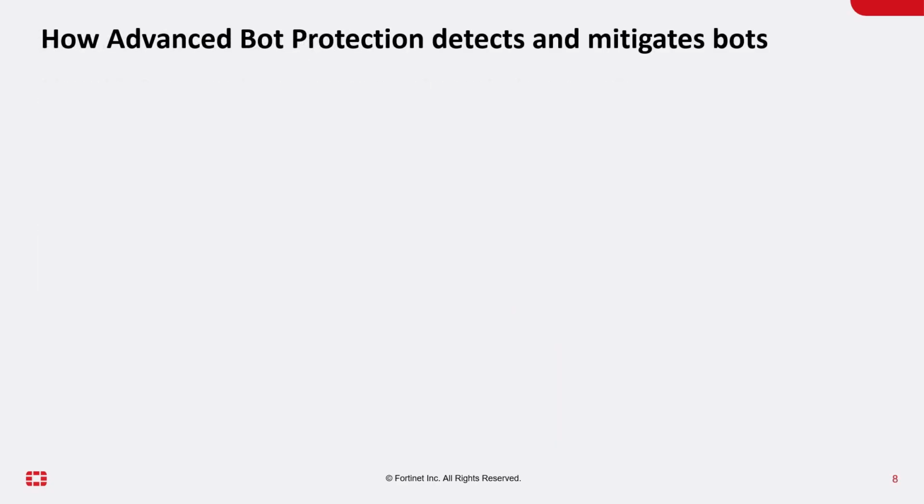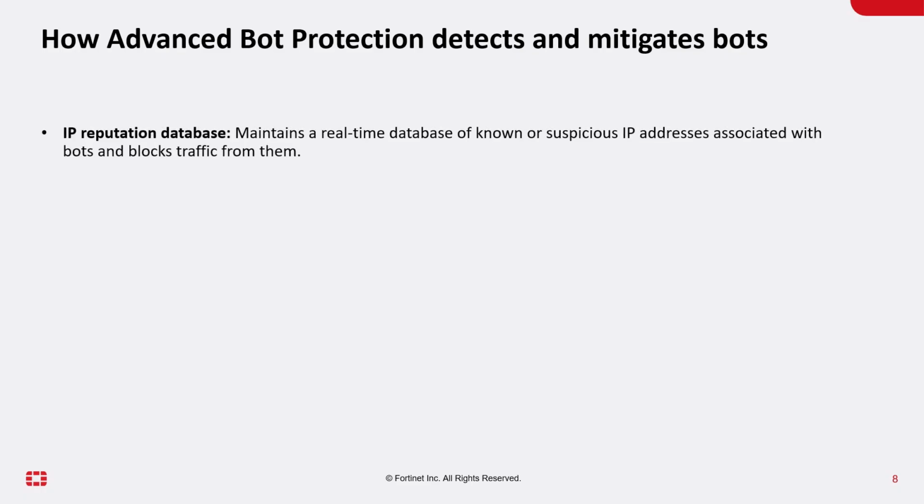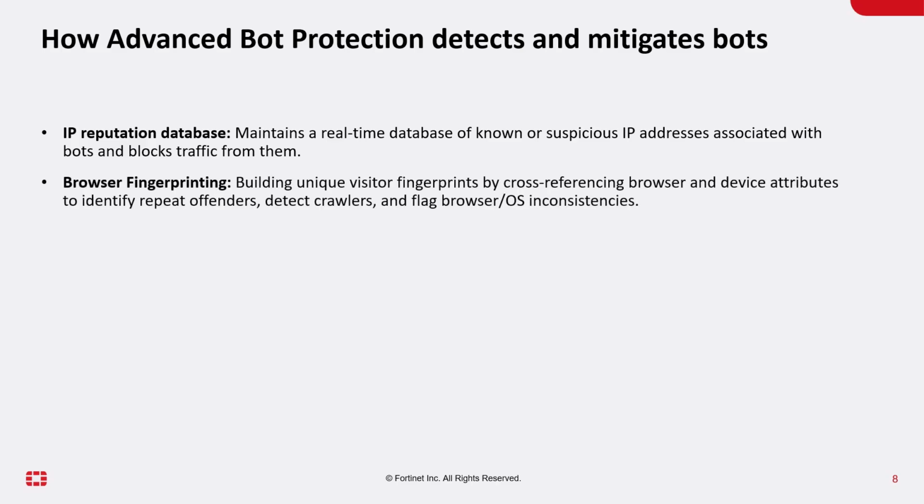Here are some ways ABP detects and stops malicious bots. The IP Reputation Database maintains a real-time database of known or suspicious IP addresses associated with bots and blocks traffic from them. Browser fingerprinting. Building unique visitor fingerprints by cross-referencing browser and device attributes to identify repeat offenders, detect crawlers, and flag browser and operating system inconsistencies.